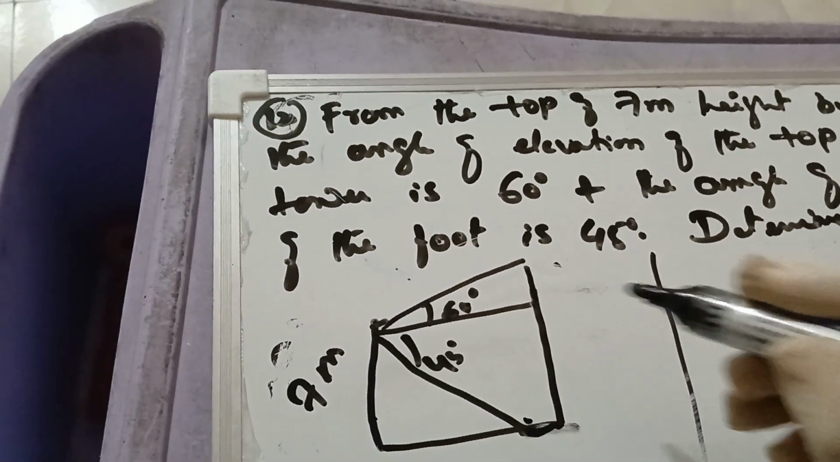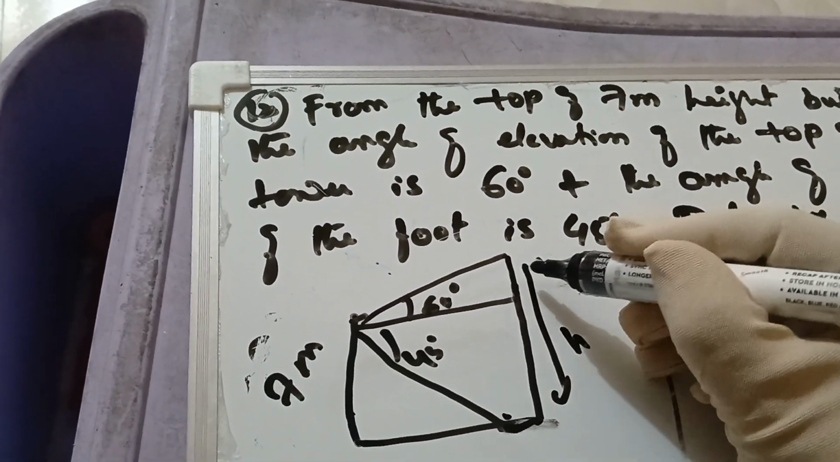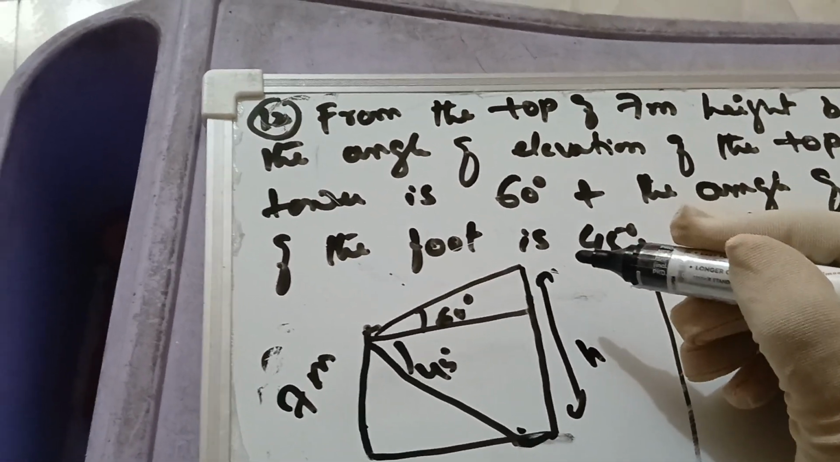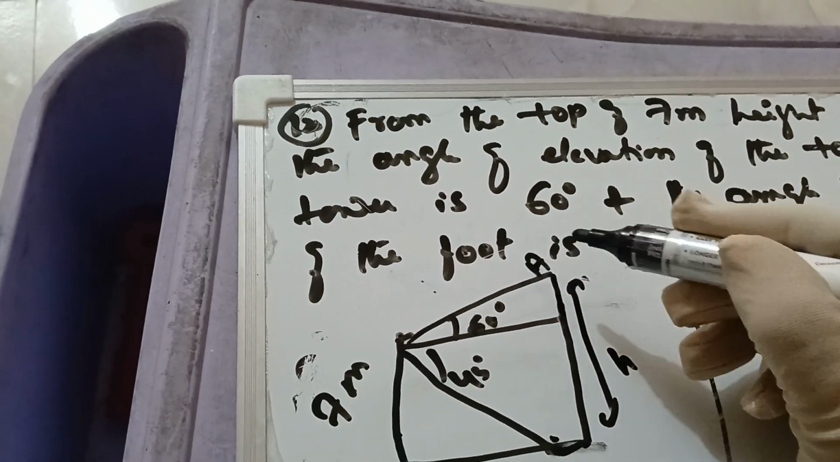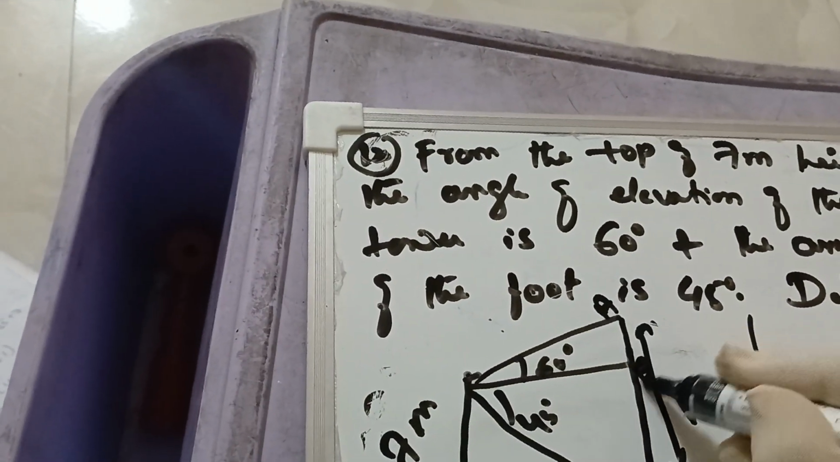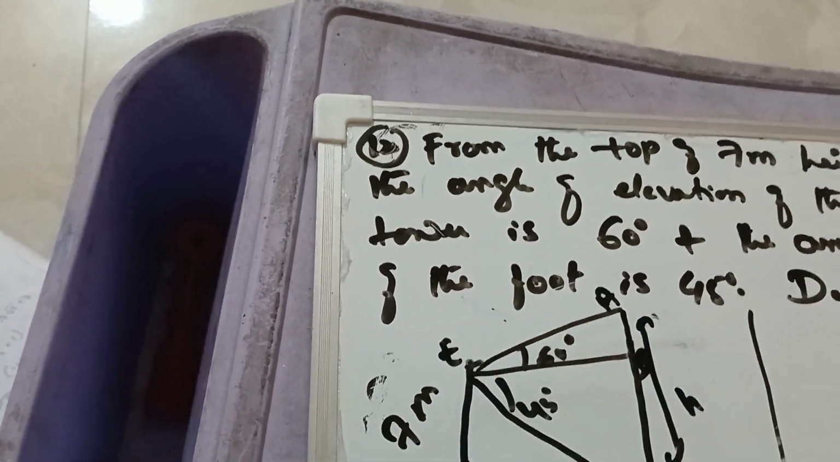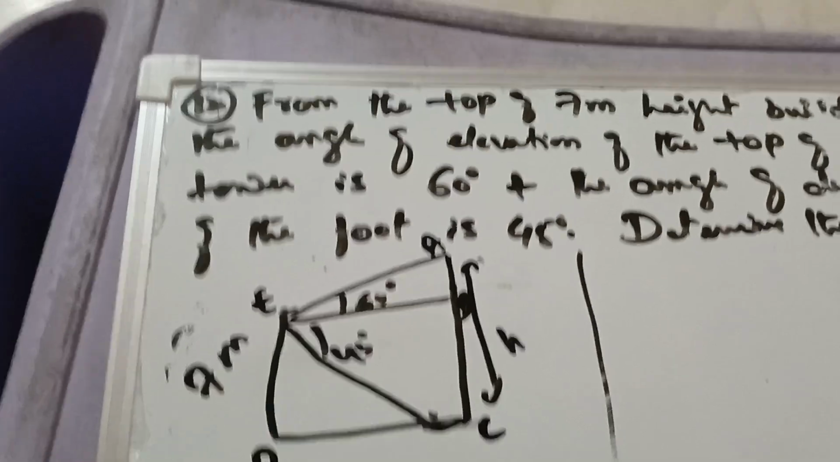So what we have to find out? We have to find out the height of the tower, that is h. So let us label it as A, B, C, D and E. Clear? So we will label it like this.